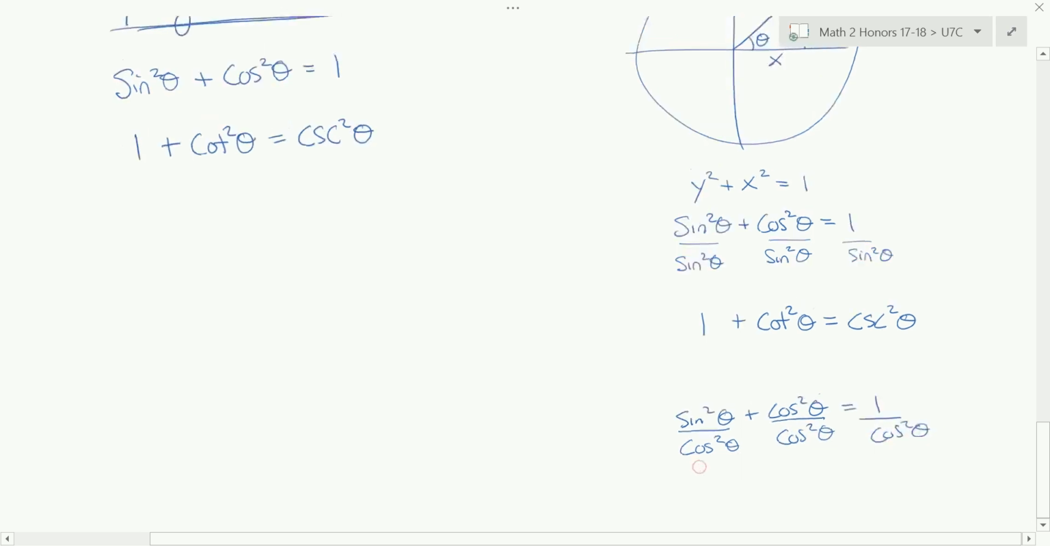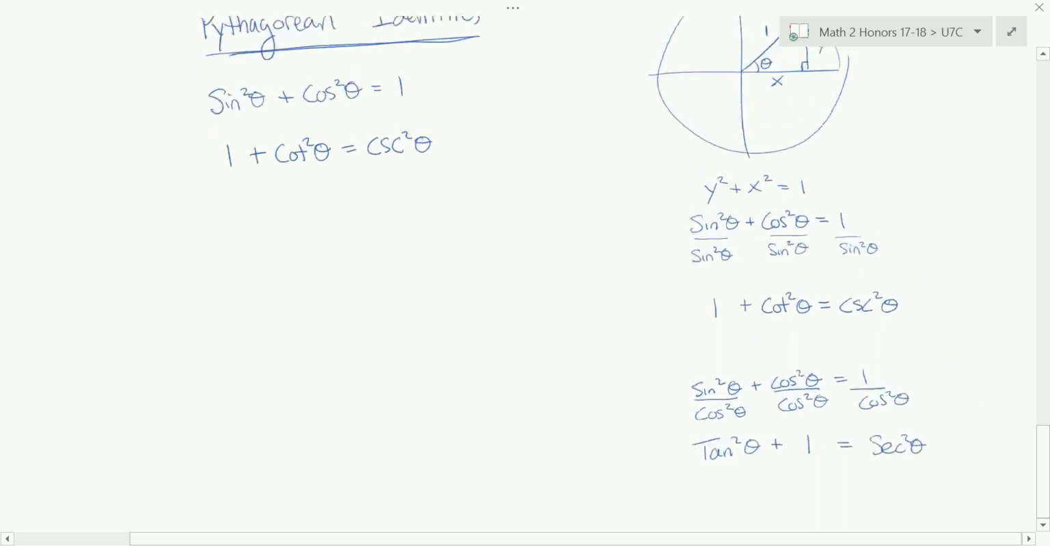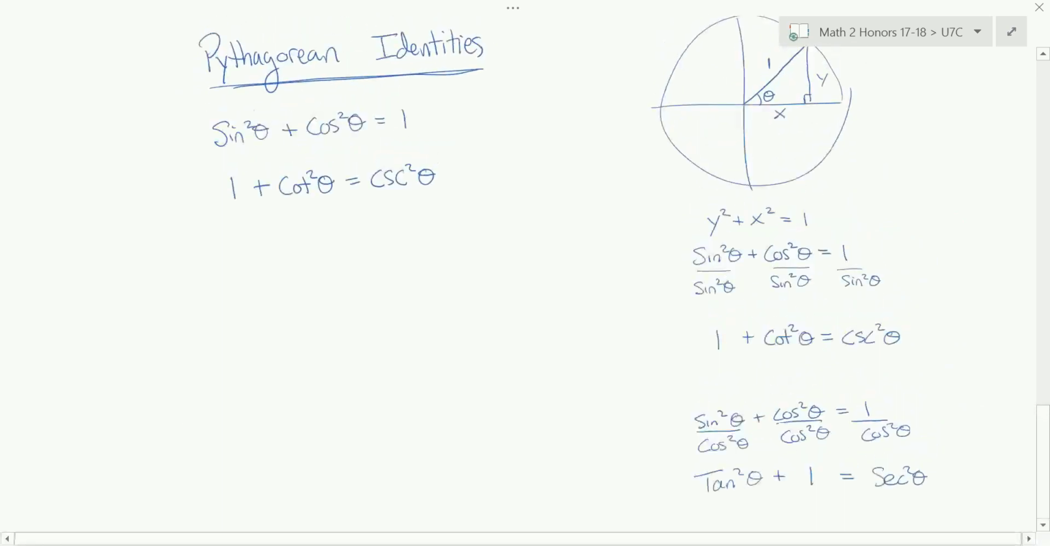And what's that going to create? What do I get? So what's sine over cosine? Tangent squared theta plus 1 equals secant squared theta. Okay, so that's the third identity. I'm going to write that under the Pythagorean identity.